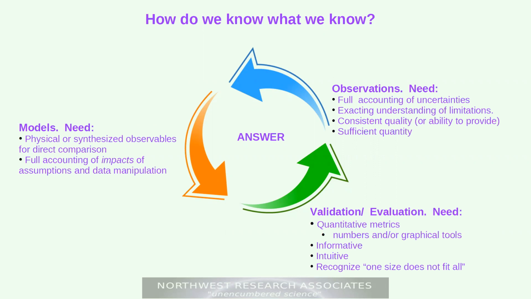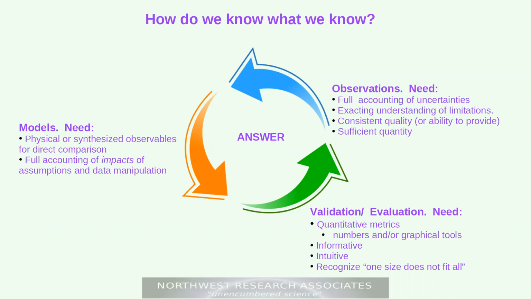So for your observations, what do you need? Full accounting of uncertainties. That's rare. I'll say that. That's rare, to have an absolutely full accounting of all the uncertainties in a data set. An exacting understanding of the limitations of that data. Again, oh, we're measuring the magnetic fields. Yeah, no, we're not. At least for the solar work, we're not. We are inferring, we're estimating. And also consistent data quality and an ability to provide sufficient quantity of data.